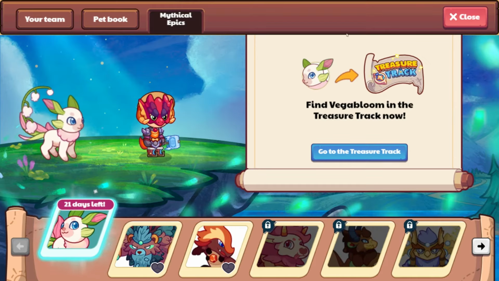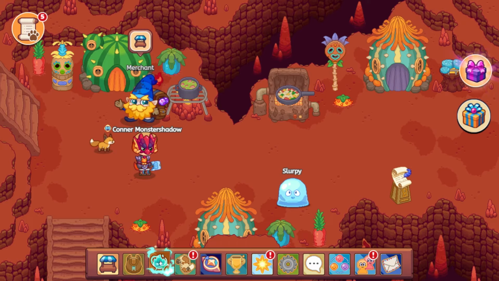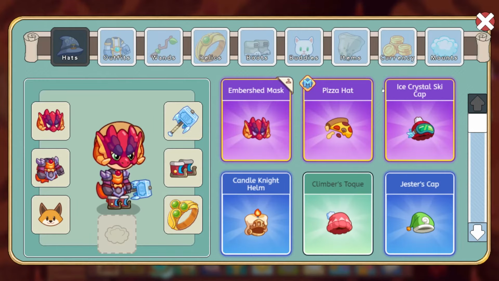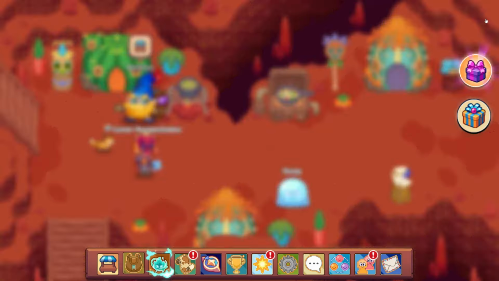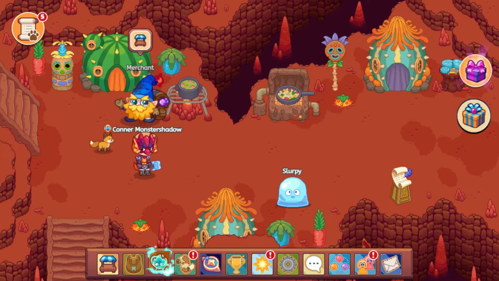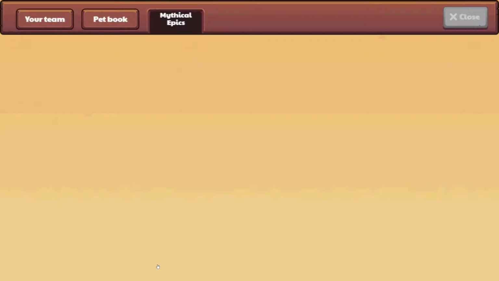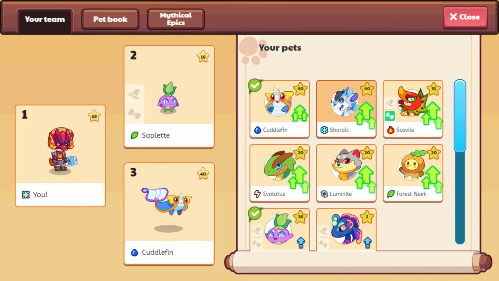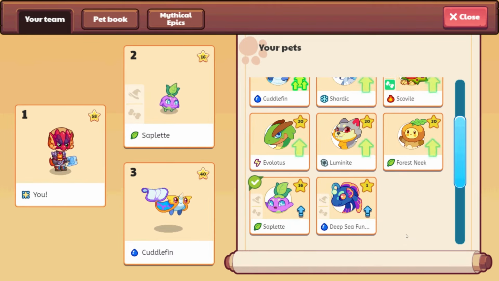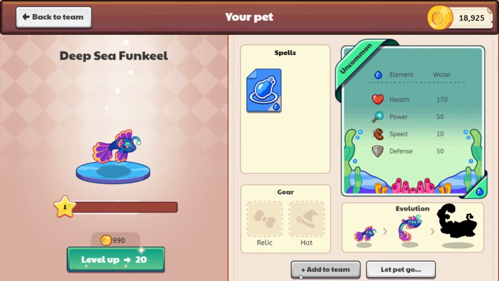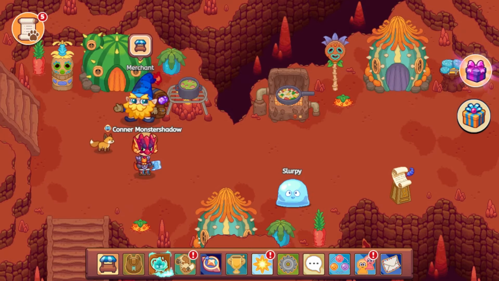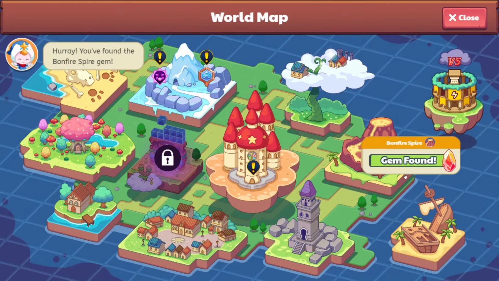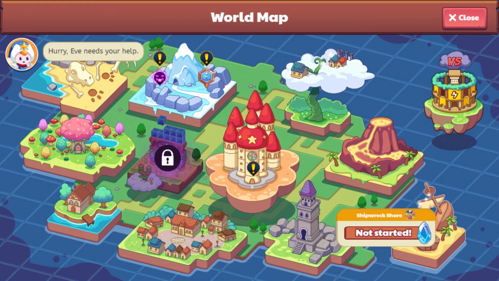I believe I can level up some pets now. Let's go ahead and take a look at our wish coin, or our magic coin, situation. So I have 120 magic coins now, and it's not quite enough to buy someone. That's going to be extremely useful, but we're going to continue to just keep our magic coins here. We'll add you, Deep Sea Funk Eel, to the team, and then we're going to move on to Shipwreck Shore, which is going to be the next area that we go.